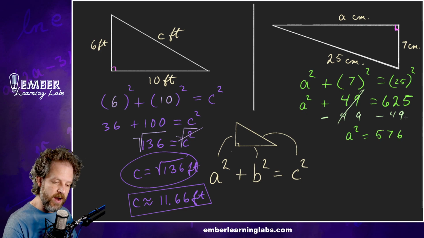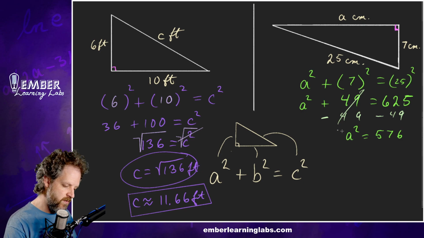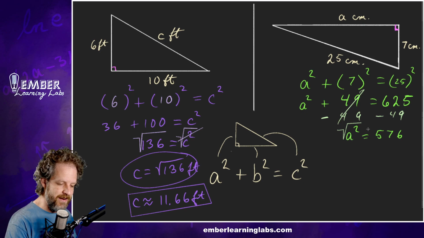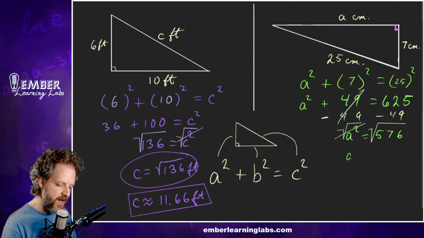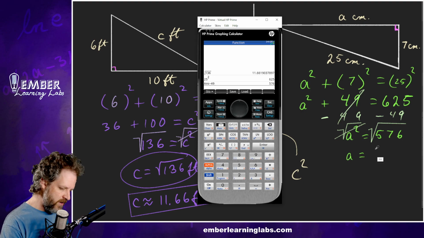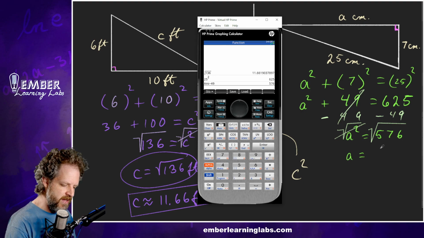How do we get rid of this squared? We square root it. Remember that in the future, well, even now, when we're not talking about a distance or something like that, we're actually getting a plus or a minus. But for now, we're going to throw out the minus because we're talking about distance. So A equals the square root of 576. I think this one actually comes out even.